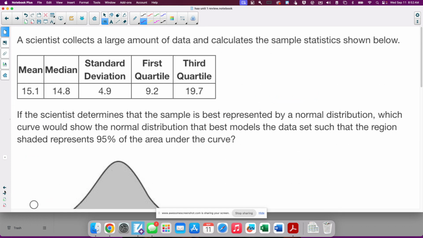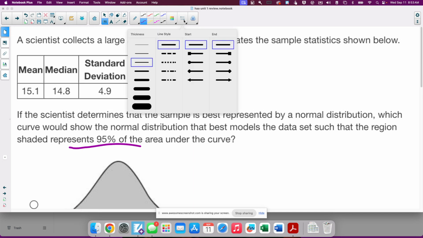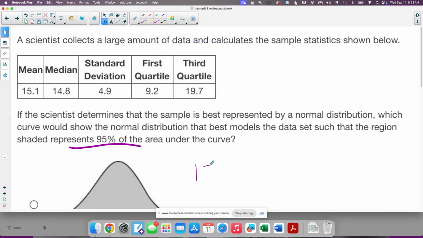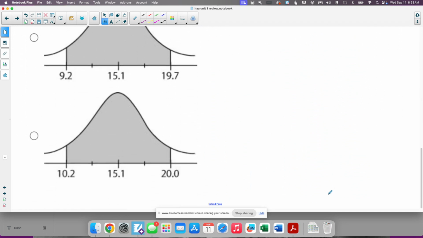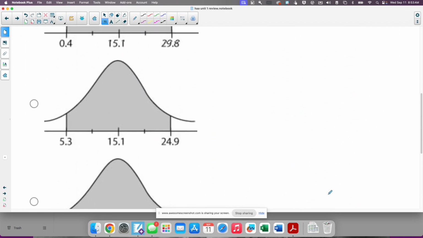Okay, next one. All right, so again, mean, median, standard deviation, they basically give you all the data. They want to show which graph represents 95%. So you need to remember 95% is 2 standard deviations. So the mean plus or minus 2 standard deviations, that's like 9.8, right? So you've got to add and subtract 9.8. What you should get is 24.9 on the upper end and 5.3 on the lower. That's what you're looking for with the mean in the middle. Now, if I'm not mistaken, all of them have the mean in the middle. So what you're looking for is, again, the one that shows 2 standard deviations.